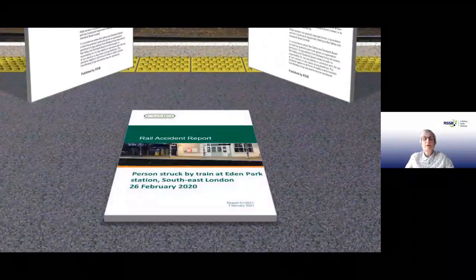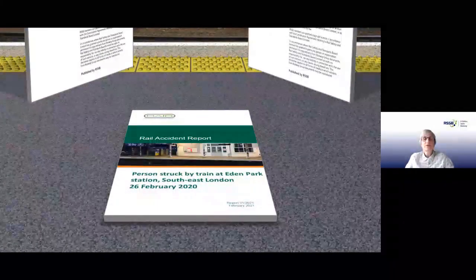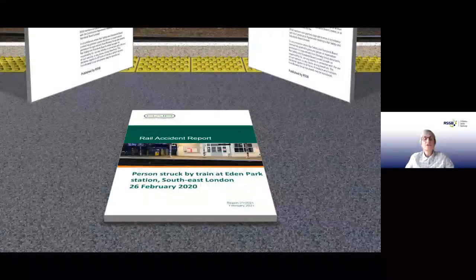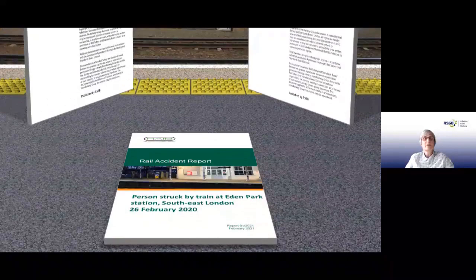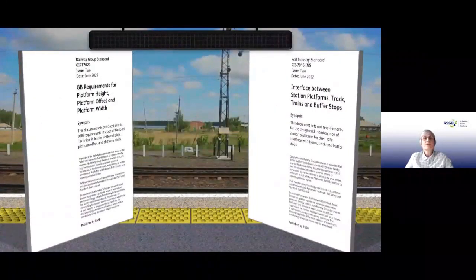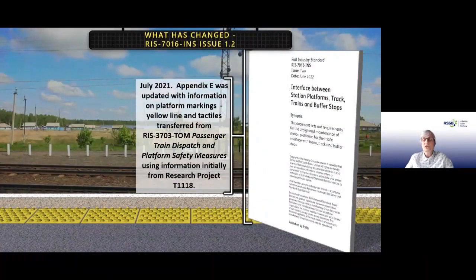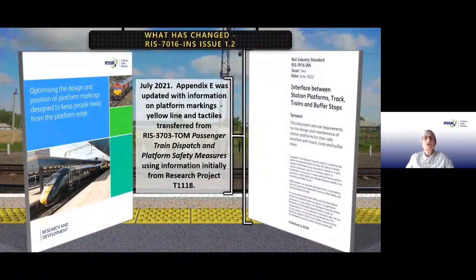Many of you will remember the RAIB report and the incident on a person struck by a train at Eden Park. Following that incident in February 2020 and the RAIB recommendations, RIS 7016 INTS was updated to issue 1.2 in July last year, and one of the main changes was to incorporate in that document the information on platform markings, which had previously been in the operations document RIS 3703 TOM and came from the research project T1118. So that was back in July.